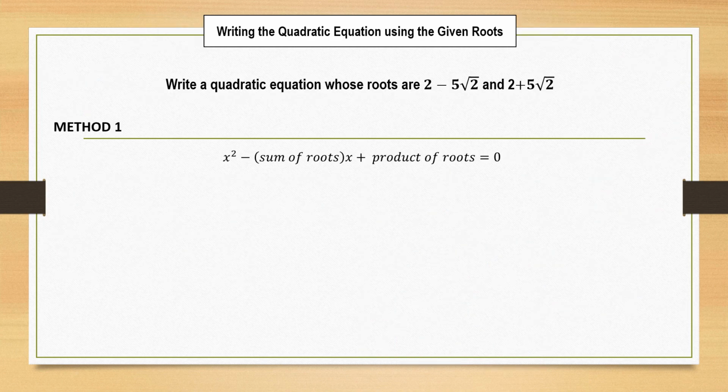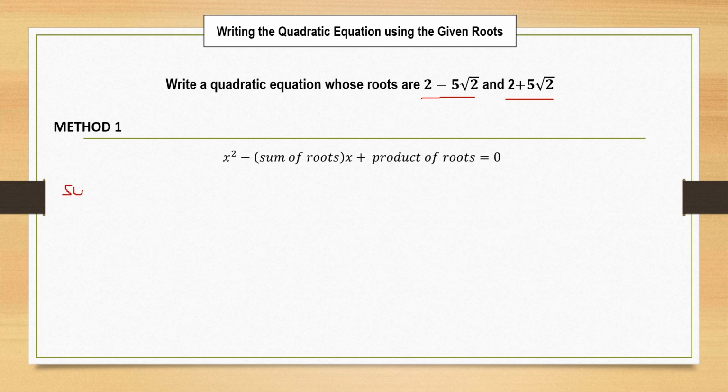Let's have another example. Write a quadratic equation whose roots are 2 minus 5 square root of 2 and 2 plus 5 square root of 2. Since we have learned that whatever method we use, we will come up with the same answer, for this problem, I choose to use method number 1, or the formula x squared minus sum of roots x plus product of roots is equal to 0.